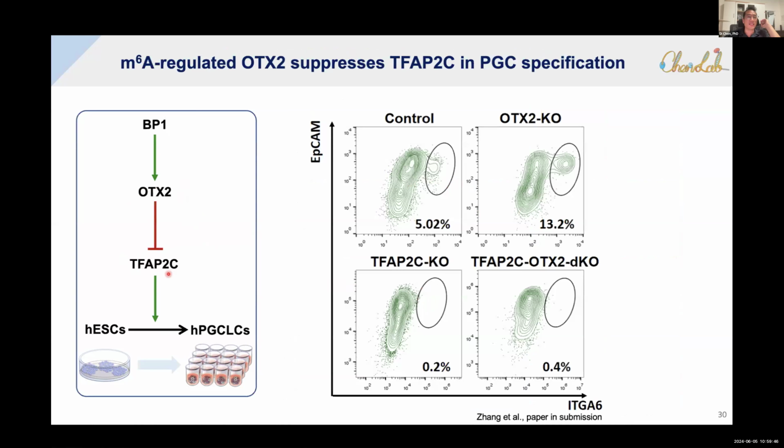And in TFAP2C mutants, there are no germ cells. And if TFAP2C functions downstream of the OTS2, the double mutants will display the same phenotype as TFAP2C. And indeed, we see that there are no PGC-like cells, just like the TFAP2C mutants, indicating that indeed TFAP2C functions downstream of the OTS2 in regulating human germ cells.